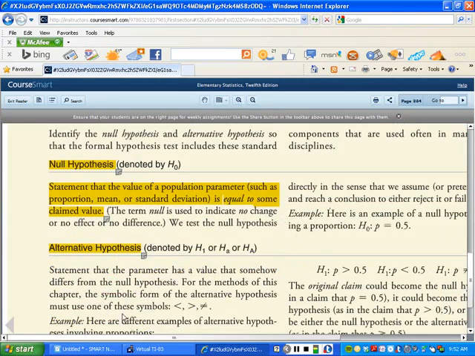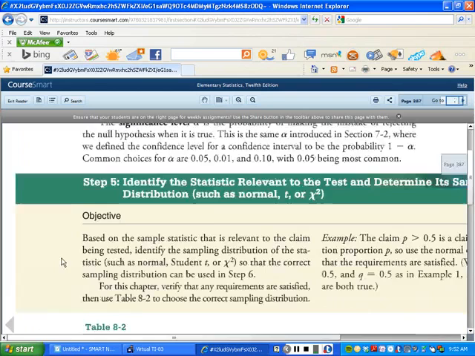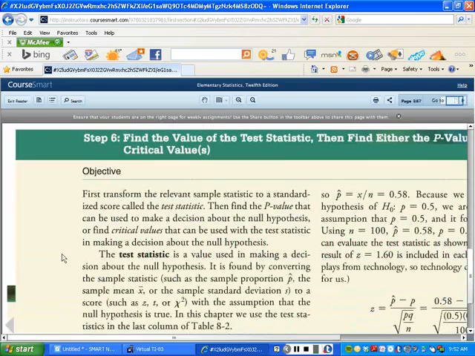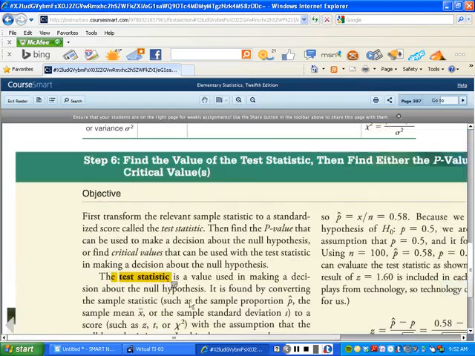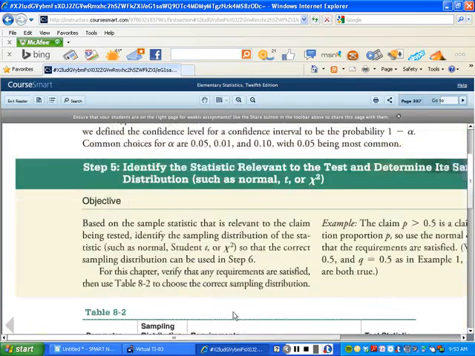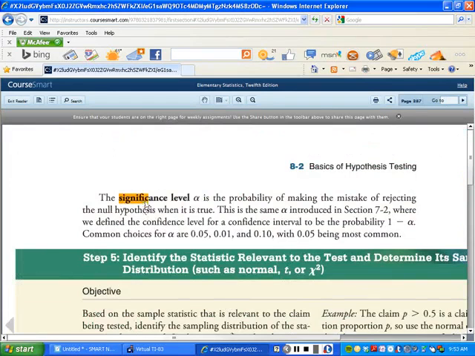All right, page 387. Test statistic. Significance level. Is that on page 387? Yes, ma'am. They're both on page 387.